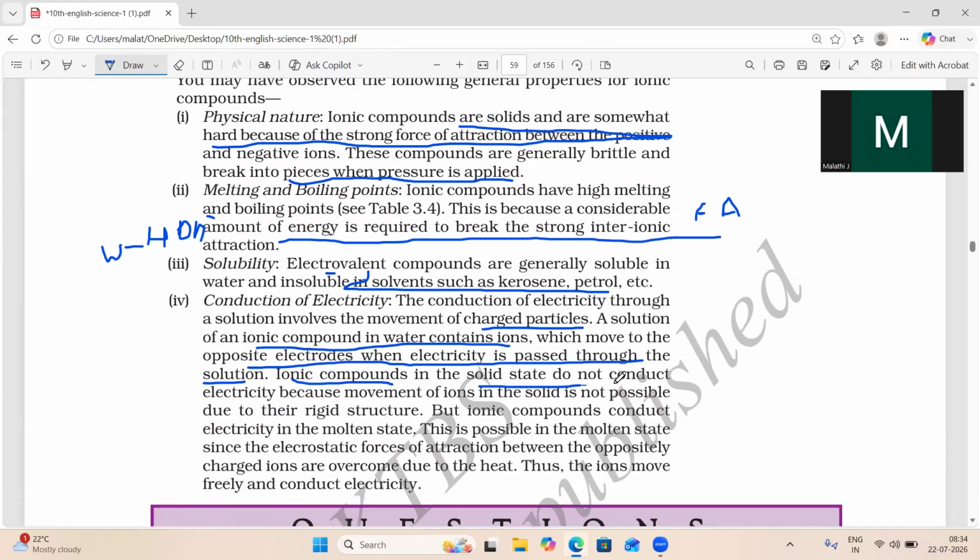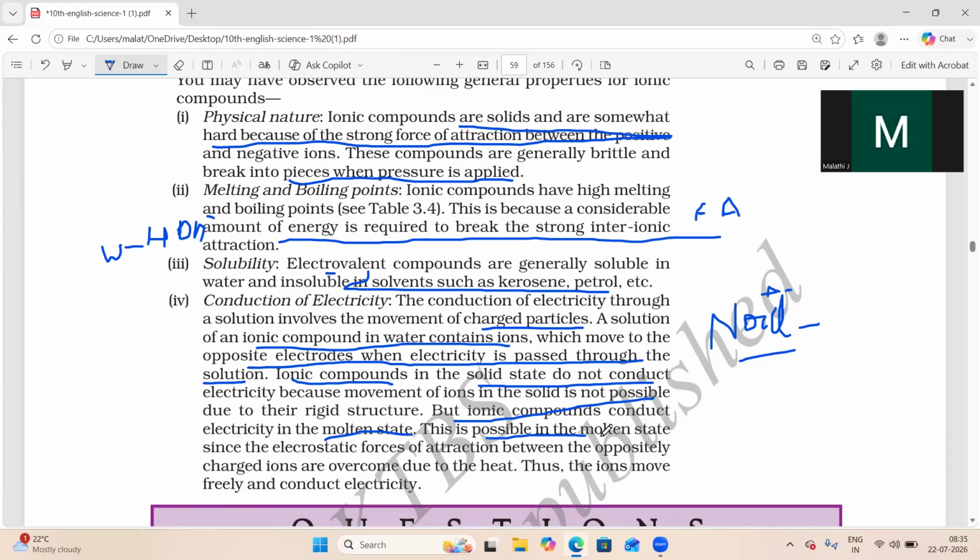In the solid state, as we discussed in the last lesson, if you take solid NaCl, keep two rods in it and pass electricity, is it possible to conduct electricity through that solid? No, it does not conduct electricity. In the solid state it will not liberate any ions; it is a rigid structure. But ionic compounds conduct electricity in the molten state. If you take molten sodium chloride, ions are liberated, Na plus and Cl minus, and then it is possible to conduct electricity.